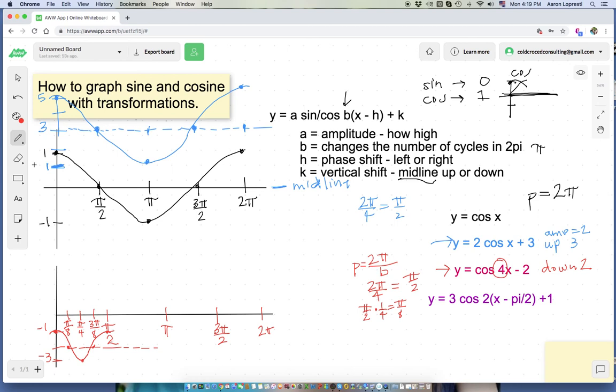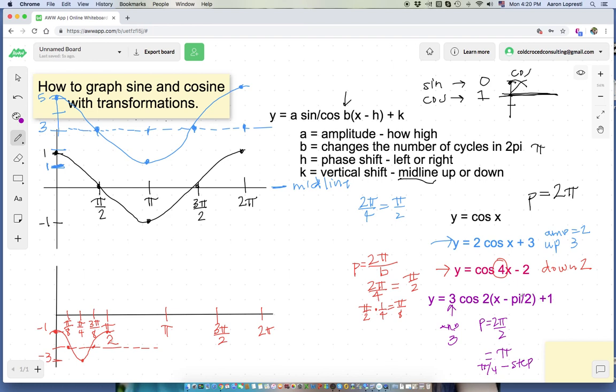Make sense? Hope so. Because I can't see if you're nodding or anything. Okay. So the last one is kind of a full meal deal. So we have an amplitude of 3. We have a b of 2. So our period is 2 pi over 2, which just gives me pi. I divide that in 4, so really pi over 4 will call us each step of our landmarks.